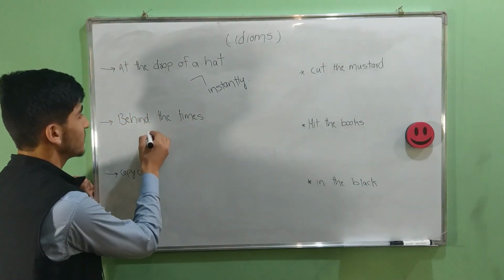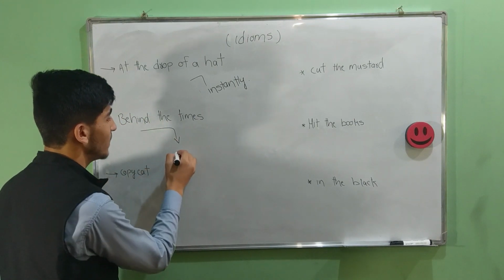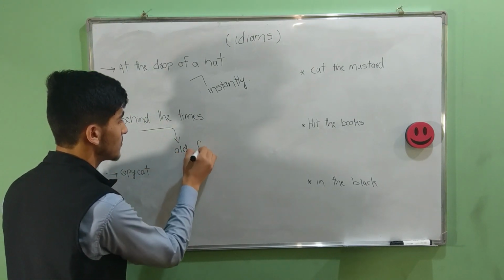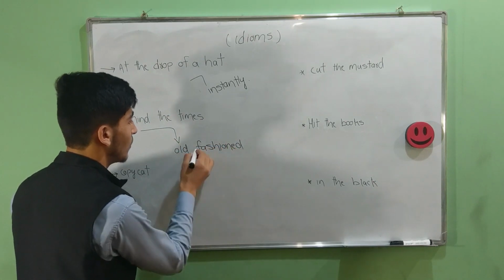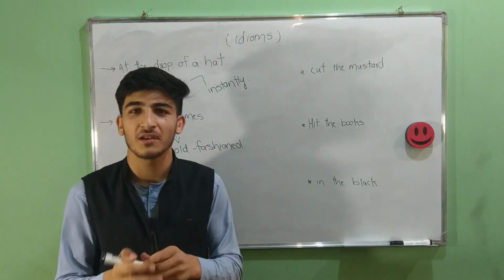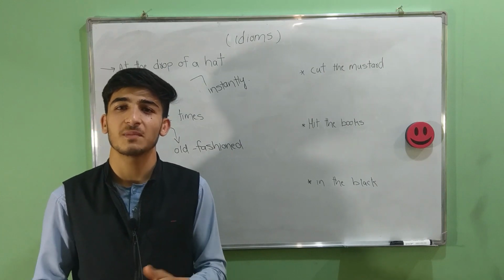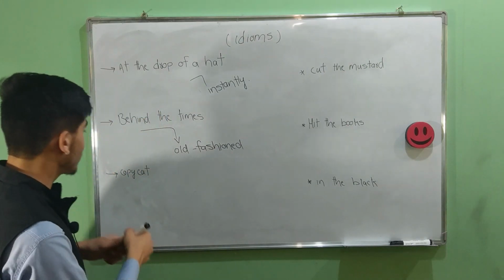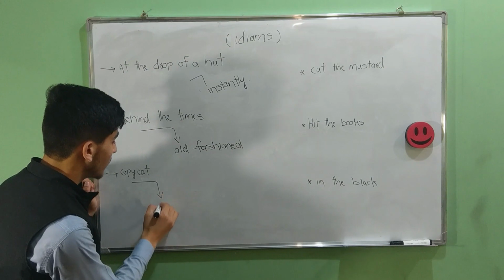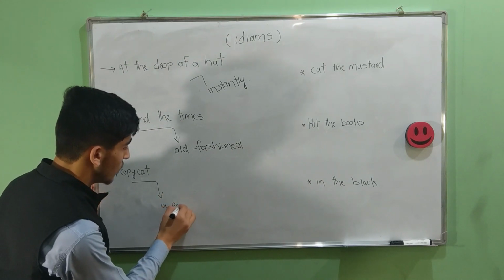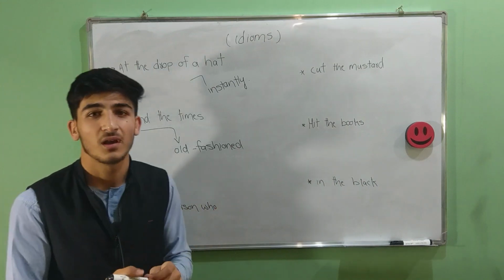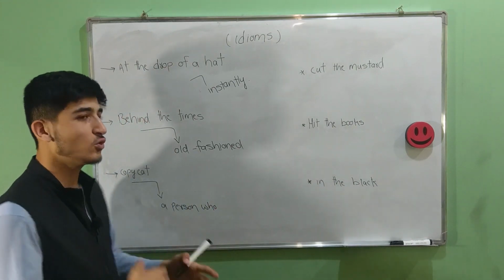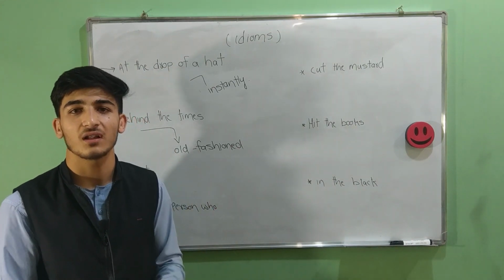The next one is "behind the times". The meaning of this idiom is old-fashioned. Well, my brother is just old-fashioned, or he is behind the times. The next one is "copycat". A copycat is a person who copies the work of another one. That is crystal clear. A person who copies the work of another one is called a copycat.